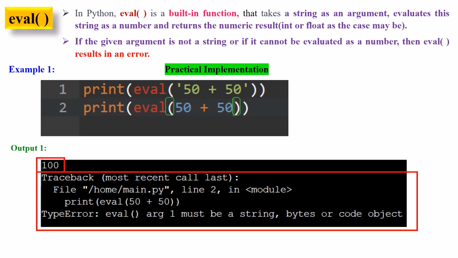Print of eval of string 50 plus 50 results in 100. The eval function is used to evaluate the value of a string. It takes a string as an argument, evaluates the string as a number, and returns the numeric result. But in the second line, print of eval of integer 50 plus 50 results in a type error.